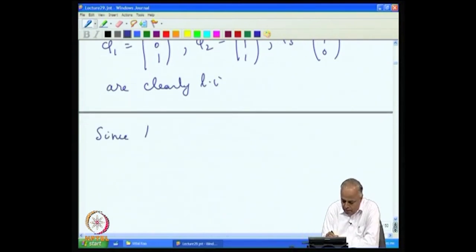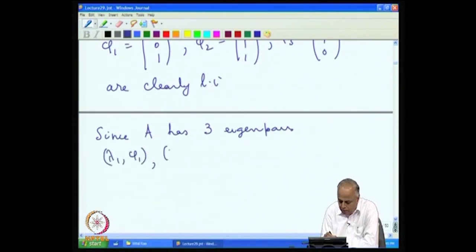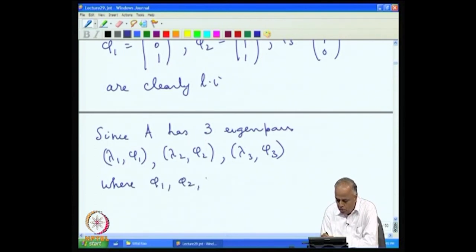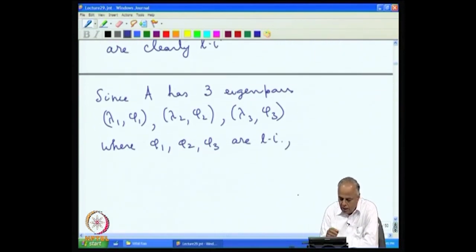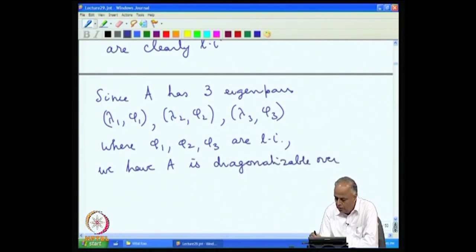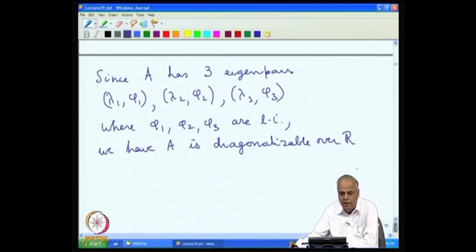Since A has 3 eigen pairs lambda 1 phi 1, lambda 2 phi 2, lambda 3 phi 3, where the phi 1, phi 2, phi 3 are linearly independent, and A is a 3 by 3 matrix, and we have got 3 eigen pairs, and the eigen vectors in the eigen pairs are all linearly independent, we have A is diagonalizable over R. Everything involved is over the real numbers, and so it is diagonalizable over R.